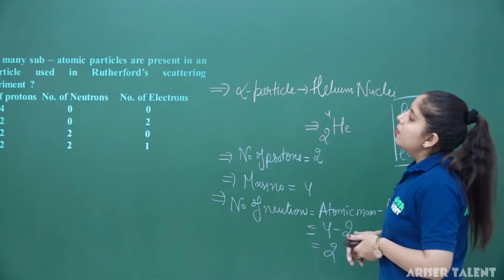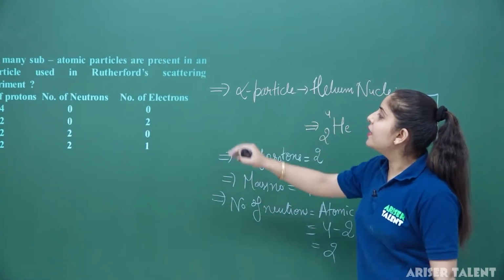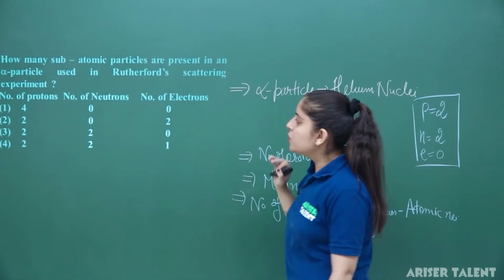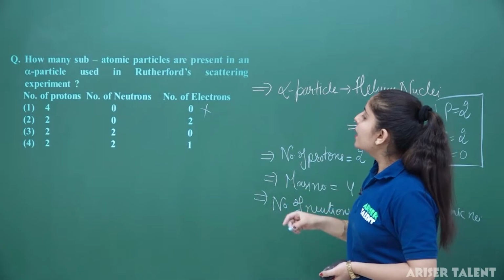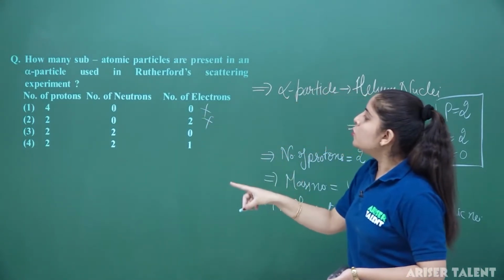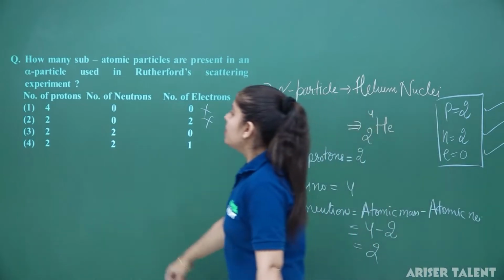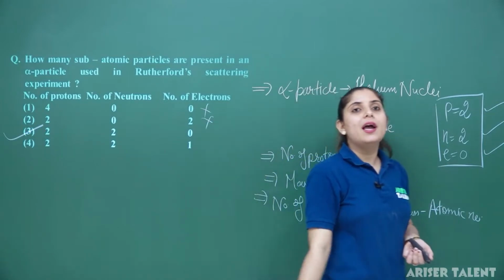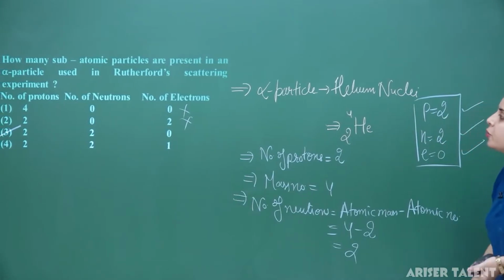So let's check what the question is saying. You have to identify the correct statement from this. Number of protons 4, neutrons 0, number of electrons 0. So this will be our wrong explanation. 2, 0, 2, again this is wrong explanation. Protons 2, neutrons 2 and electrons 0. So this is our correct explanation. So I can say that in the alpha scattering experiment, when you are using the helium nuclei, option number C, the third part, will be correct here. So you can copy this solution from here.